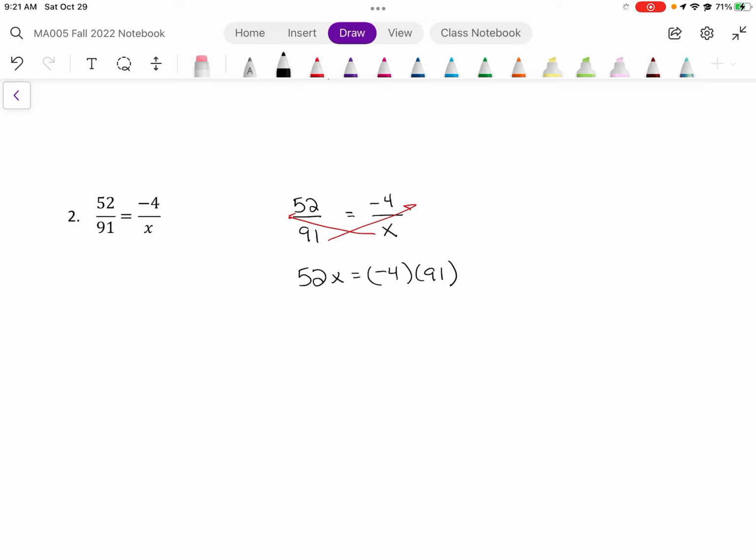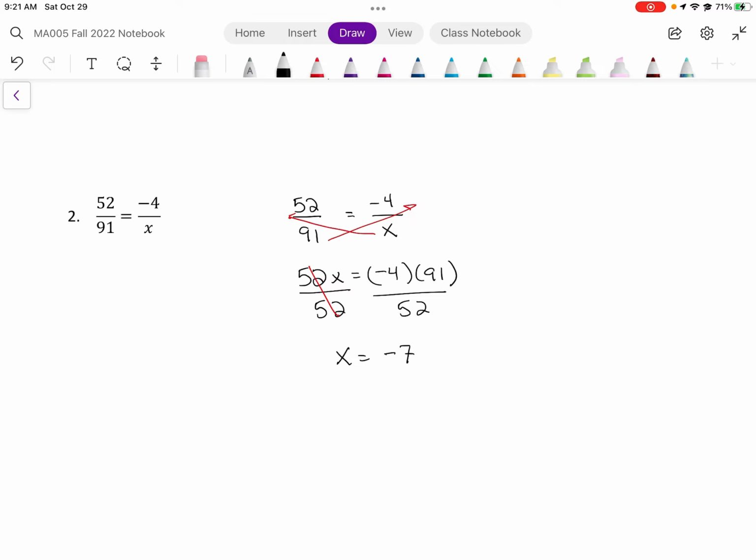All right, so if you want to work out the -4 times 91 ahead of time, you can. I did not. I just like keeping my steps brief, so I can do everything in my calculator all at once. The 52 divided by 52 gives me x equals -4 times 91 divided by 52. Put that all in your calculator, all in one step, and I get -7.